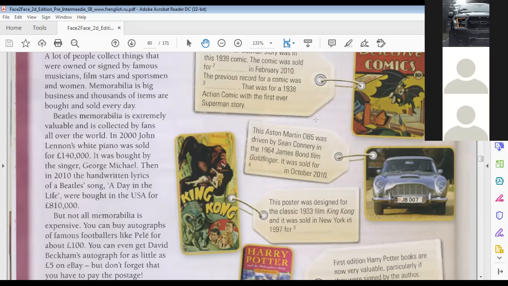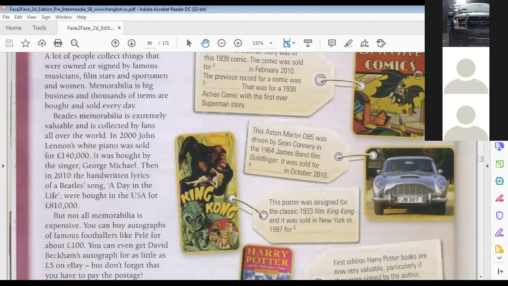Memorabilia is a big business and thousands of items are bought and sold every day. Okay, let's take a look. Let me underline it for you. Can you repeat it again, please? Memorabilia is a big business and thousands of items are bought and sold every day.